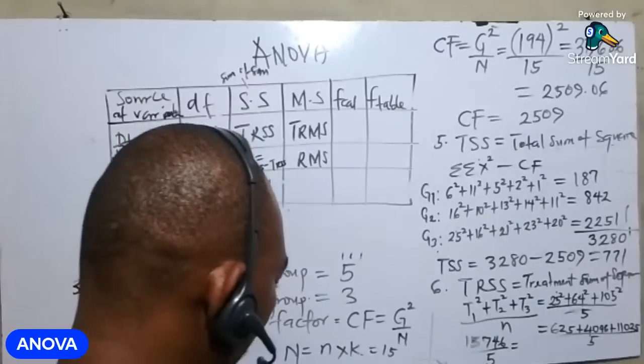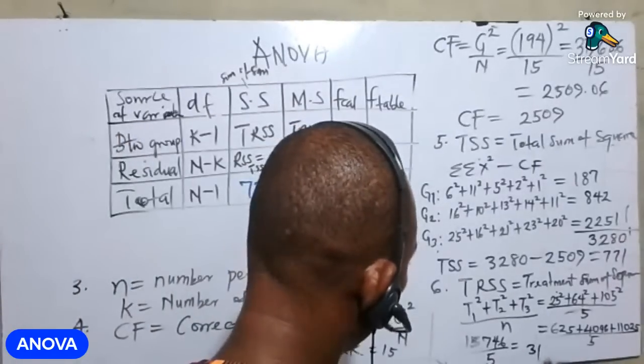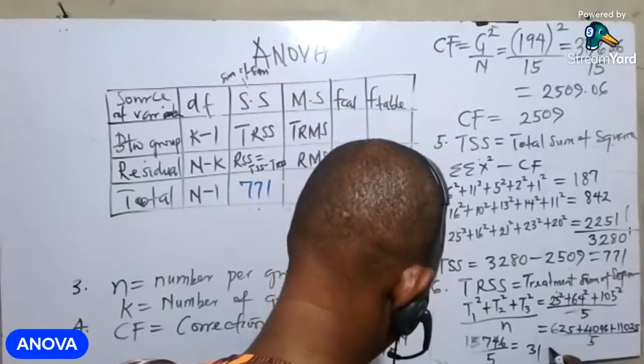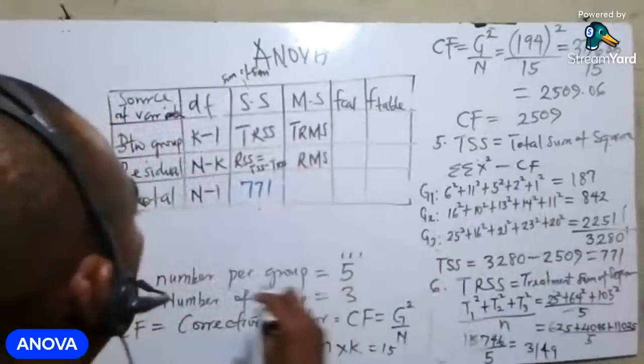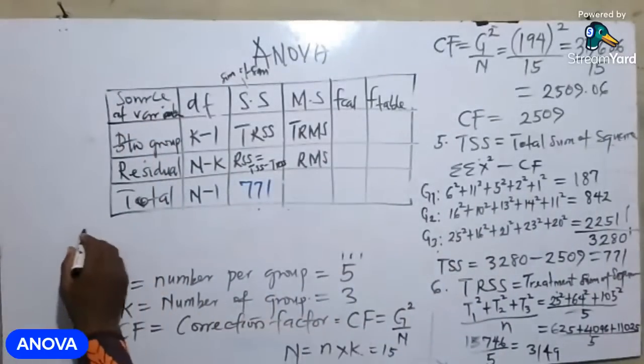So to be divided by 5. So that will give me 3,149. So I'm leaving it to the whole number. So here now, I'm still on step 6.